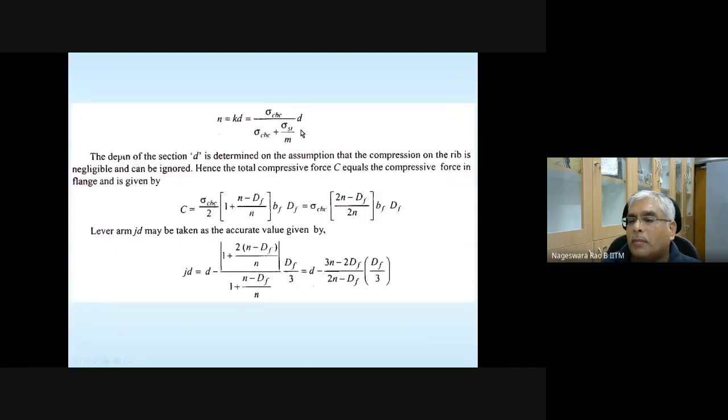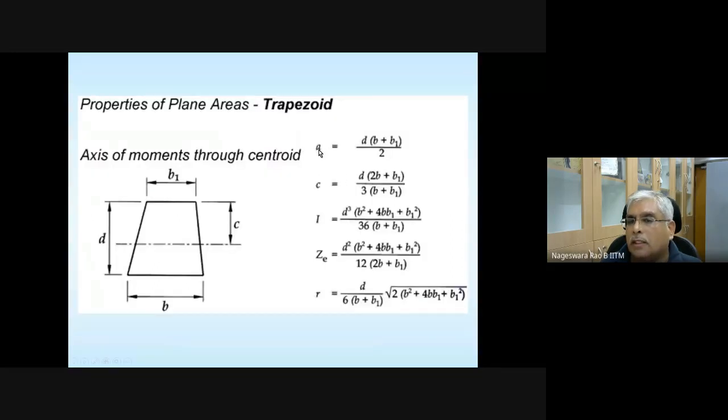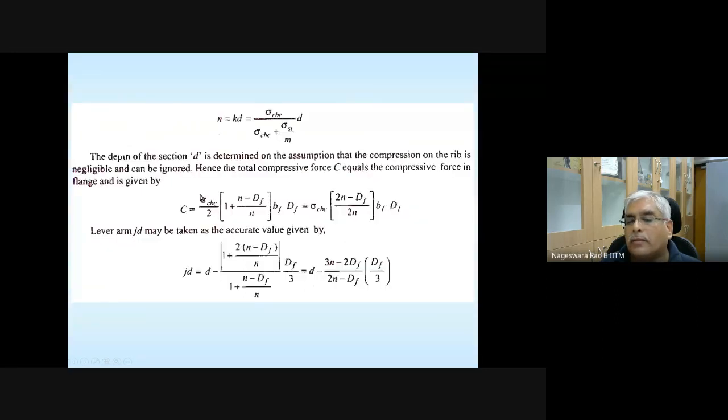Neutral axis depth is given by this, and the total compressive force is actually average in the sense here, this equation. The total area of this trapezoid is A equals D times B plus B1 divided by 2. What is D? D is nothing but your depth of the flange, and B1, B2 are in terms of sigma CBC. All that information is given here. So this is the total compressive force, ignoring the compressive force contribution from the web region. That is what is mentioned here.